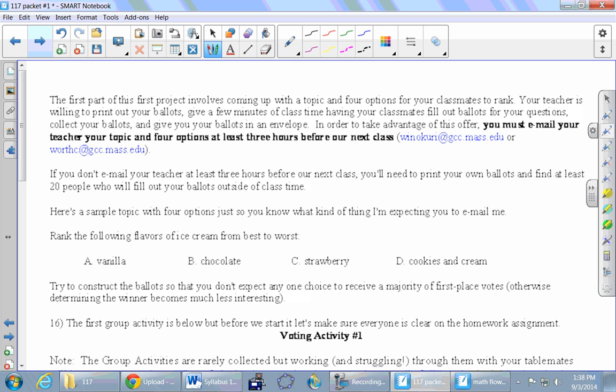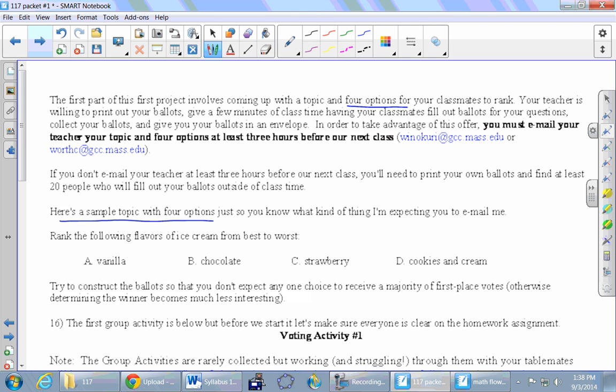Okay, so here's an example. Sample topic with four options, just so you see what I'm talking about. Rank the following flavors of ice cream from best to worst. We need four. We had only three that we did in class, but I'm telling you that you're going to do something with four options. So what you're going to do is come up with some question, and you can do it later on. This will be sometime between now and Monday, our next class. You're going to come up with some question with four options, and you're going to ask people to rank them.